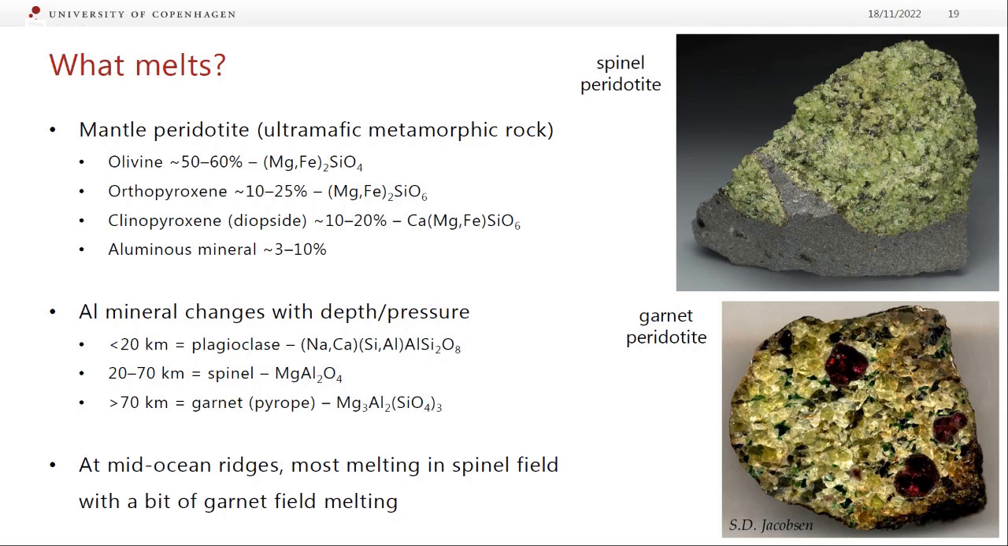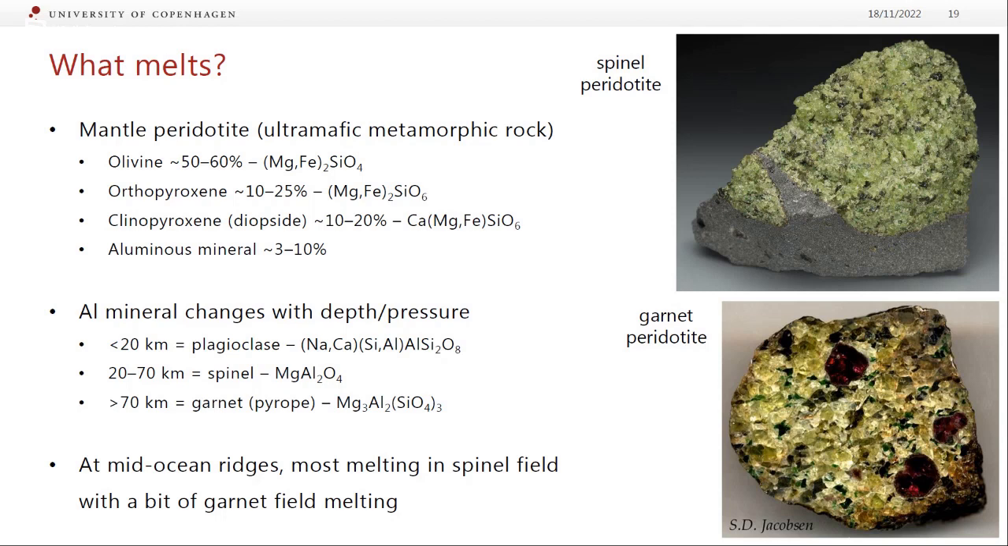All right, this aluminium-bearing mineral changes with depth or with pressure. So below about 20 kilometers depth, it's mainly plagioclase. This is kind of the full formula of it. In mantle peridotites, there's more calcium, so it's more anorthite. There's less sodium. Between about 20 and 70 kilometers, it is this mineral called spinel. That is a magnesium aluminium oxide.